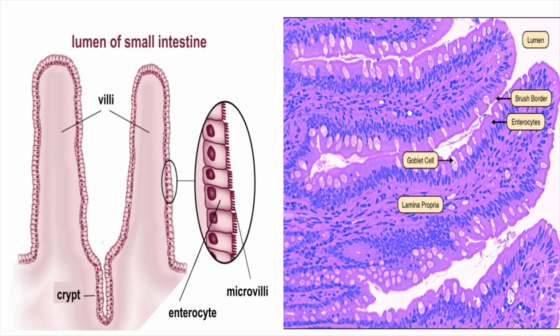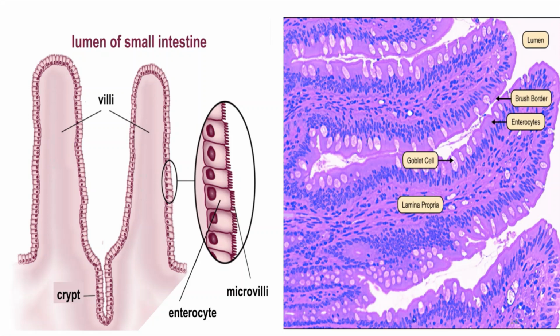This is a high power view of the small intestine. Remember, these were the villi, and they have just been magnified. This villus has these cells here, and those cells are what we call simple columnar cells. These simple columnar cells have a specialization on top that appears like the structure of a brush. This brush border is what we call the microvilli.